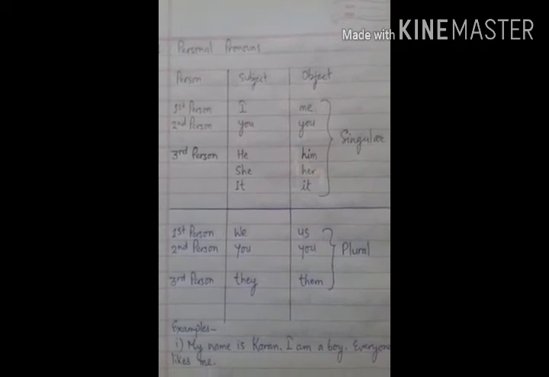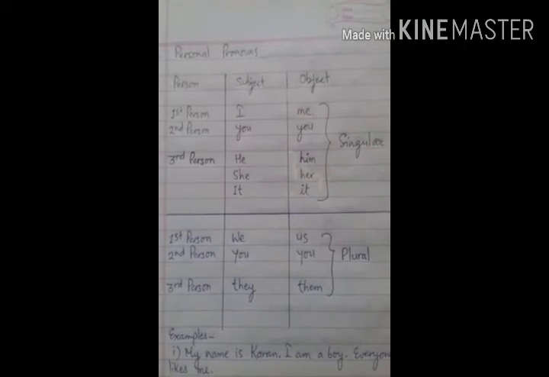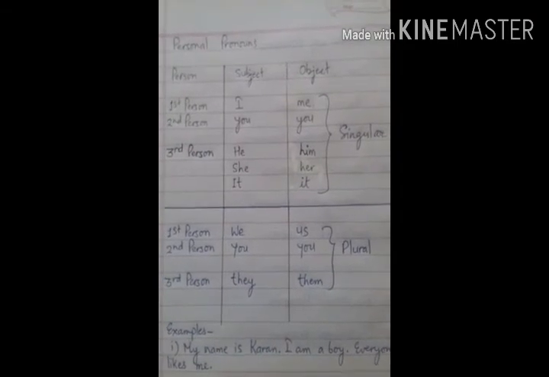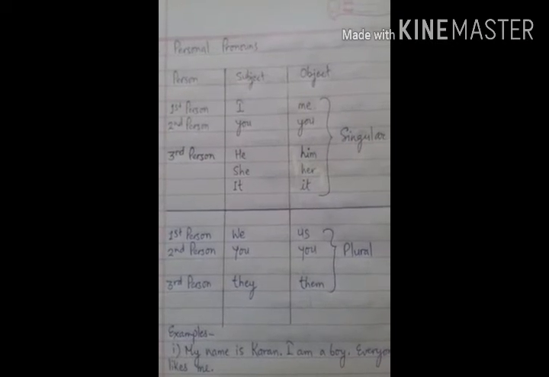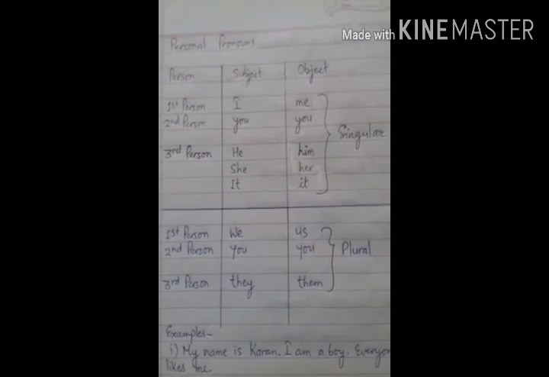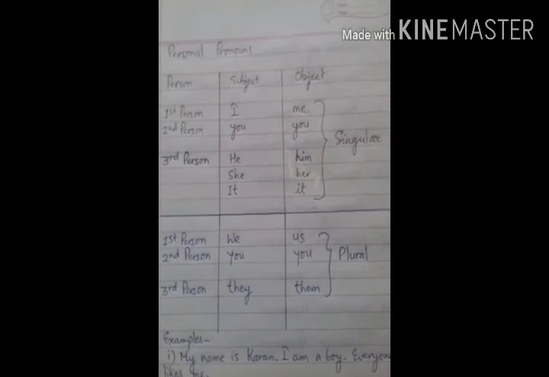The second person pronoun is the person to whom we are speaking. That means if I am speaking to you, or if you are speaking to someone, you will always refer to that person with the word you. That means you is the second person singular pronoun, and you can be used both as subject and object.